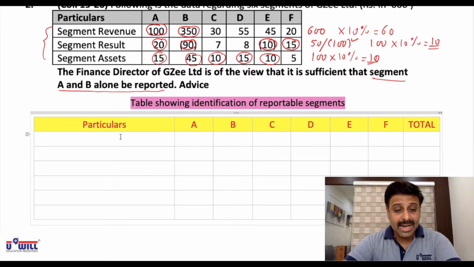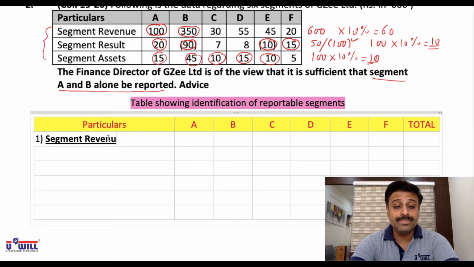I hope all of you are done with that. Now see, first condition, all of you write down segment revenue. First condition, segment revenue. Now how will we write in that first condition segment revenue?